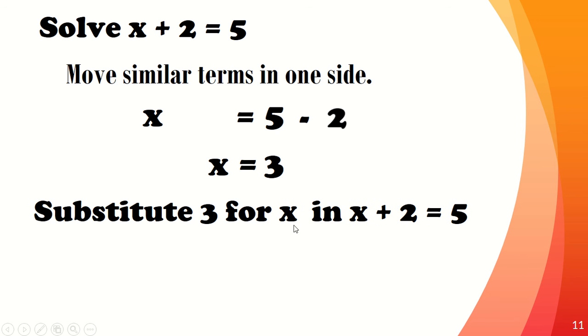So, to check, let's substitute 3 for x in x plus 2 equals 5. So, x plus 2 will become 3 plus 2 equals 5. So, 5 equals 5. If they are equal, it means your computation is correct.